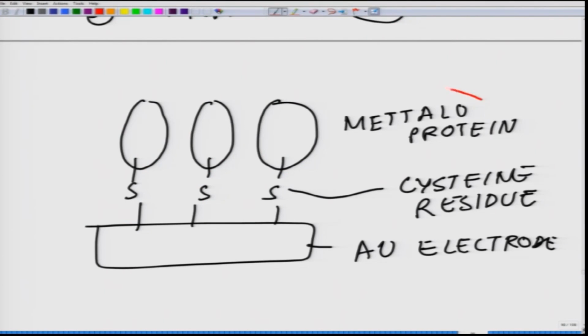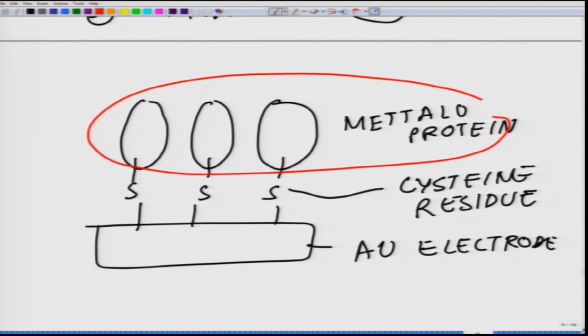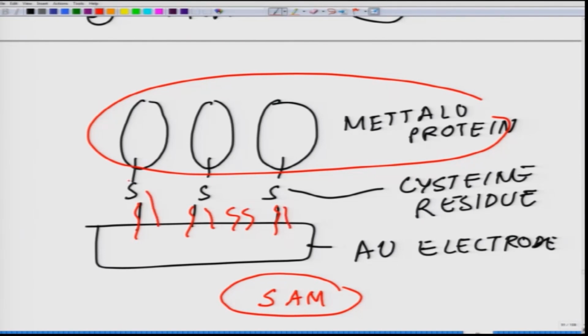Some of these metalloproteins use a strategy. If they have a cysteine residue, which is a sulfur containing residue, it could bind to the gold electrode. There are self assembled monolayers, SAMs, which are commonly used to interface with the gold electrode and connect to it. So there are several strategies.